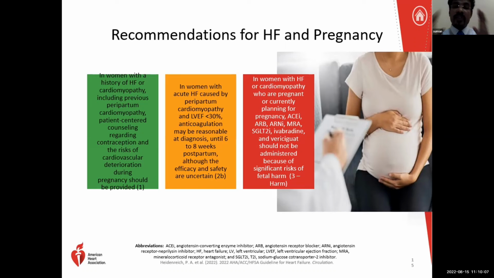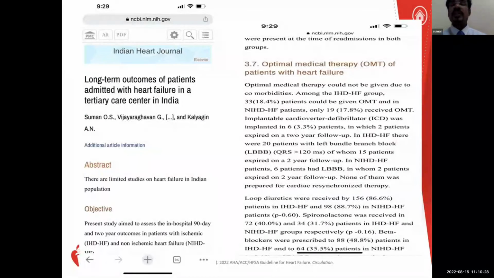And also, you should keep in mind that in women with heart failure or cardiomyopathy who are pregnant or currently planning for pregnancy, all the drugs which give benefits in heart failure, like sacubitril valsartan, ACE inhibitors or ARBs, are contraindicated in pregnancy because this can harm the baby. So these are the guideline-directed medical therapy and the scenarios.